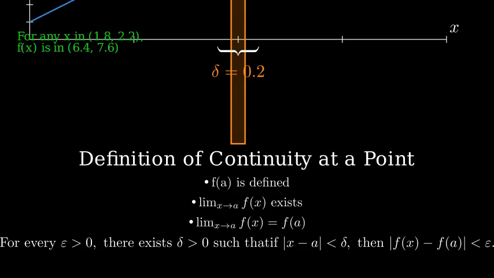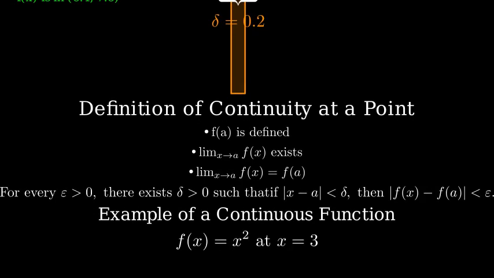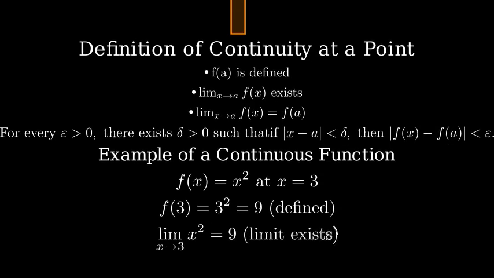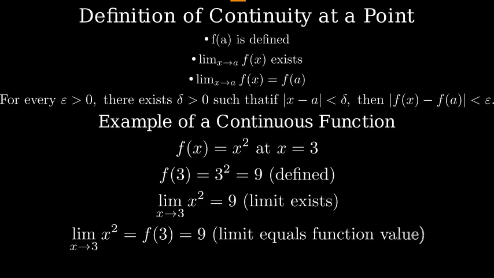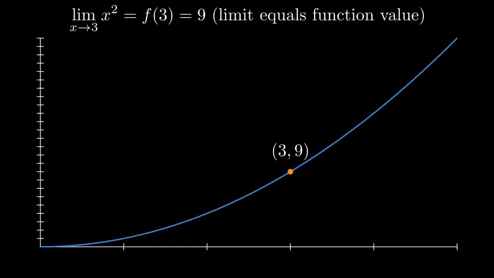Let's look at examples of continuous and discontinuous functions. First, a continuous example. f of x equals x squared is continuous at x equals 3. Let's check. f of 3 equals 9, so f is defined at x equals 3. The limit of x squared as x approaches 3 is 9. This limit equals f of 3, which is 9. Visually, there's no hole, jump, or break in the graph at x equals 3. The function value matches the limit value, and the graph is unbroken.